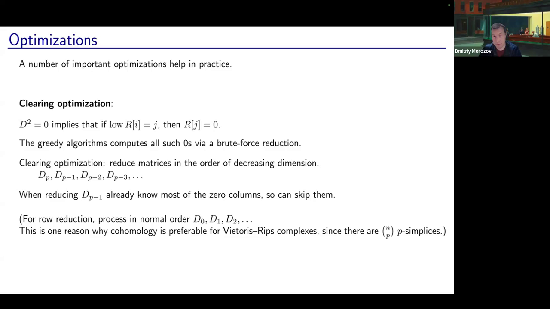And one very effective optimization of all of this is what's known as clearing optimization, namely that if we simply reduce these matrices in the reverse order of dimension, so first you use dp, then dp minus 1, and so on, then when you reduce dp, you will know which p minus 1 simplices are positive, meaning that they create cycles, and therefore their columns are going to be 0. And so you can just zero them out in the boundary matrix and never have to reduce them in the first place. And this turns out to be incredibly helpful in practice because you waste much less time on these reductions.